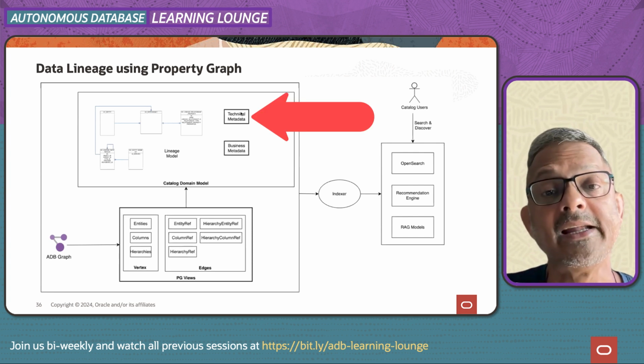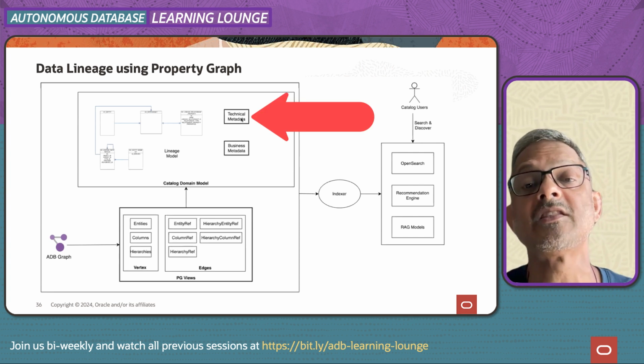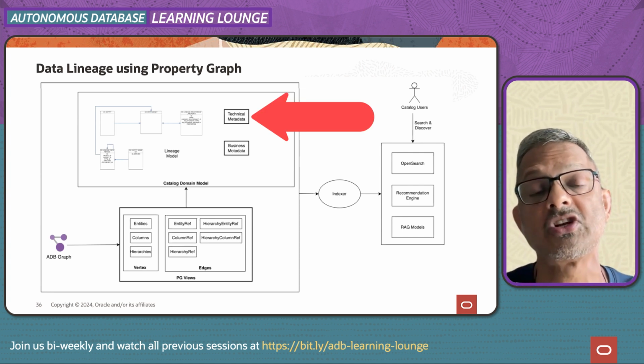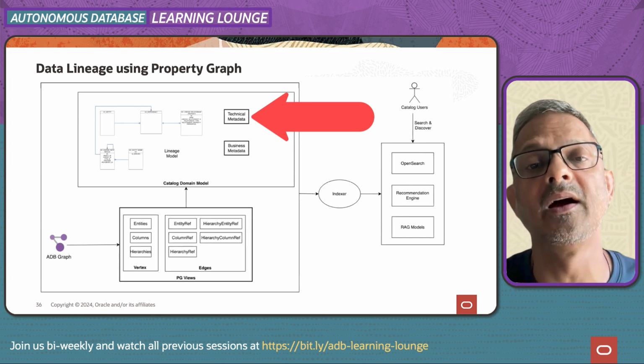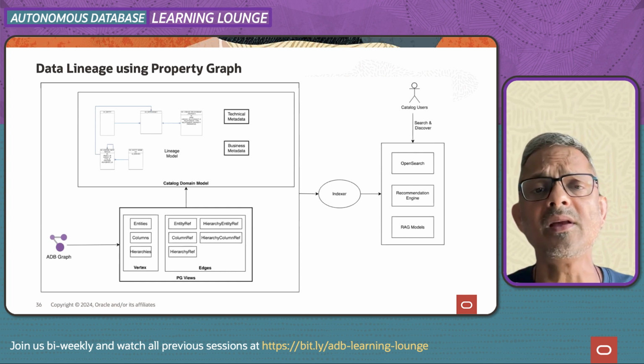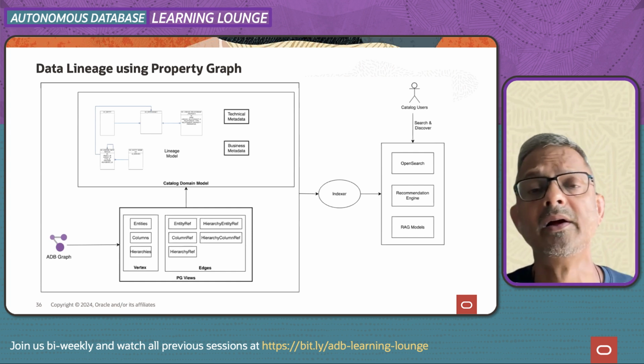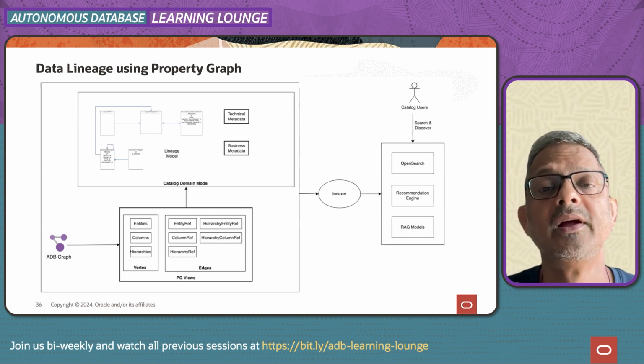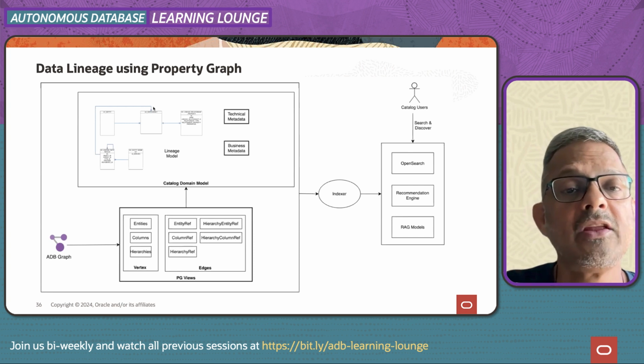And then you have technical metadata. This is your physical metadata, right? These are the tables, files, external tables, other data artifacts that you harvest metadata about, defined through data assets. And then you have the lineage model, right?